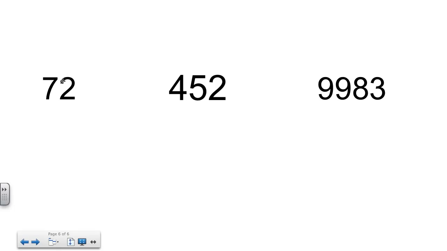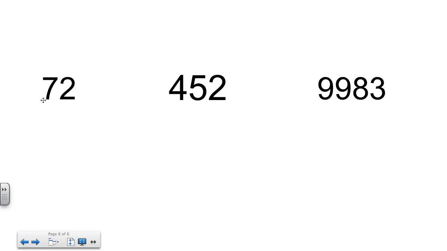If we look at this number here, 72, we have the 2 in the units column and the 7 in the tens column. So what we're doing is rounding to the nearest 10, so it's this tens column that we're dealing with. Similarly, in this one we've got 452, with the 2 in the units column, the 5 in the tens column, and the 4 in the hundreds column. Then as it gets bigger, same concept: the 3 in the units, 8 in the tens, 9 in the hundreds, and 9 in the thousands. So we're looking at rounding to the 8, rounding to the 5, and rounding to the 7 in these.